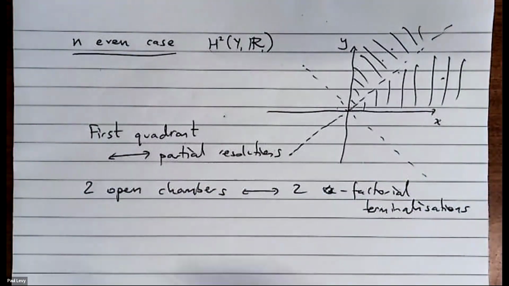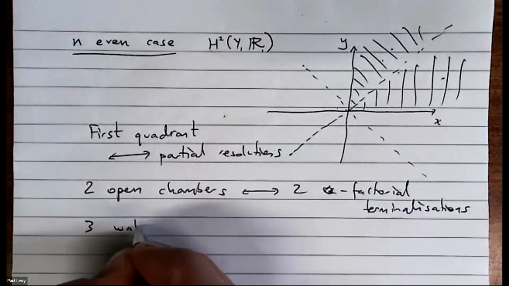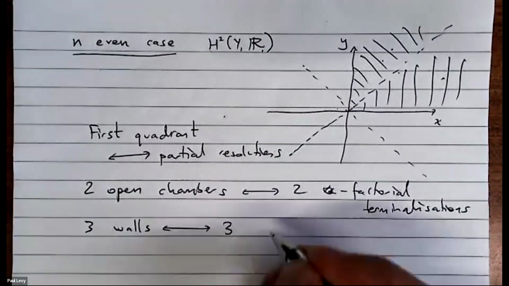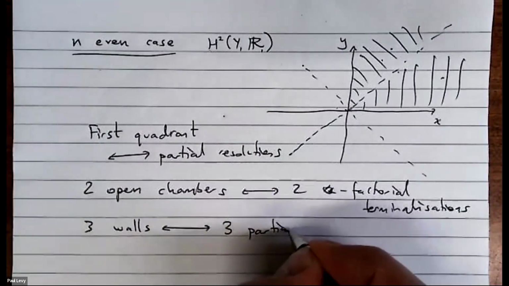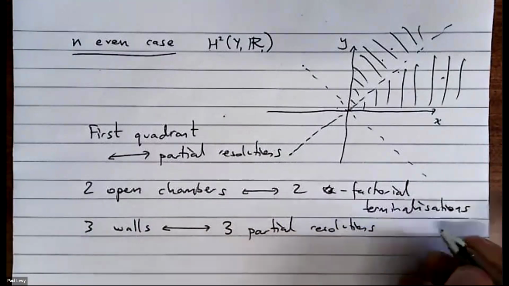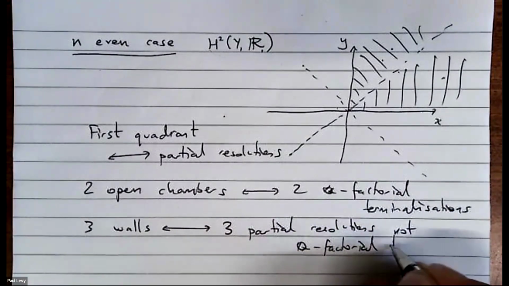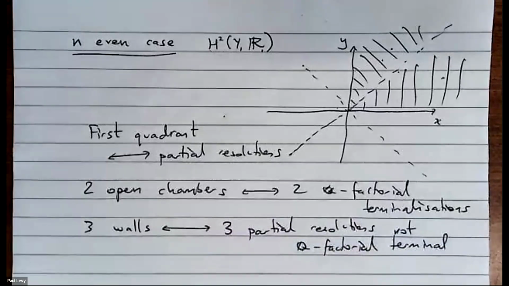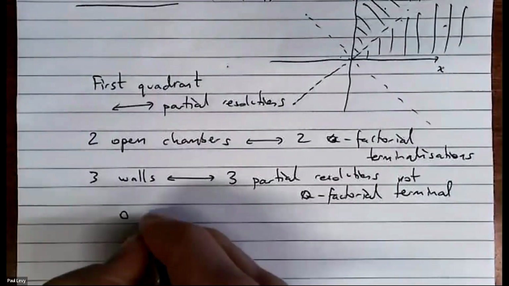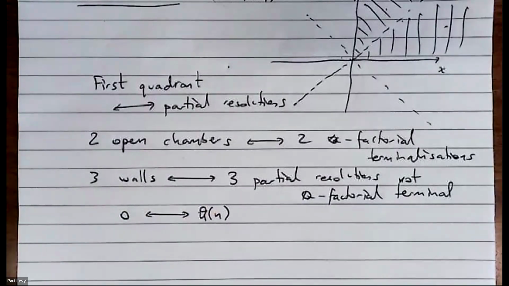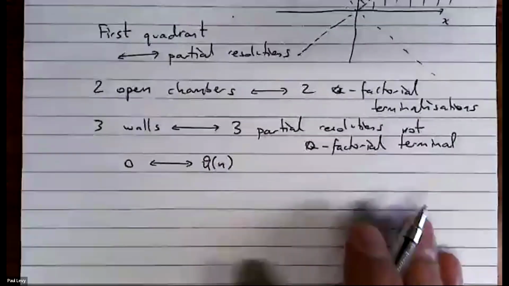Okay, and then we have 3 walls, and that's going to give you 3 partial resolutions which are not Q factorial terminal. And in this case, there's only one other face, which is 0, right? So 0 gives you Q of A, right? But what about these 3 walls?